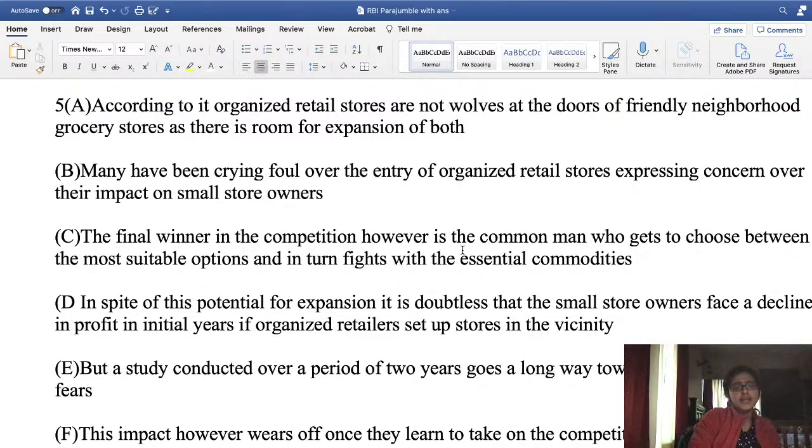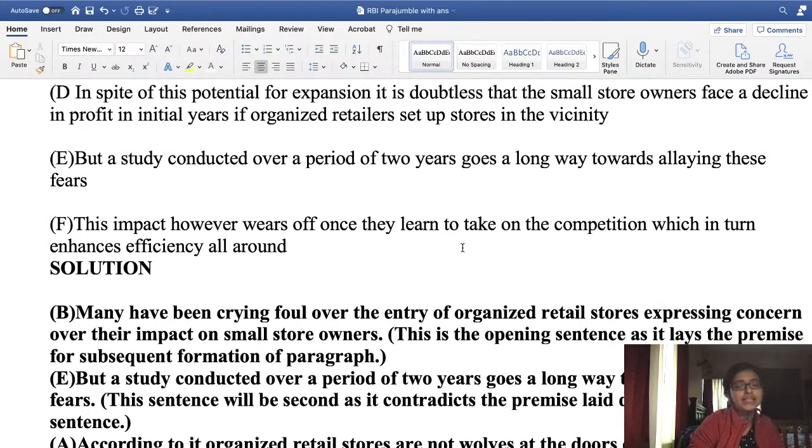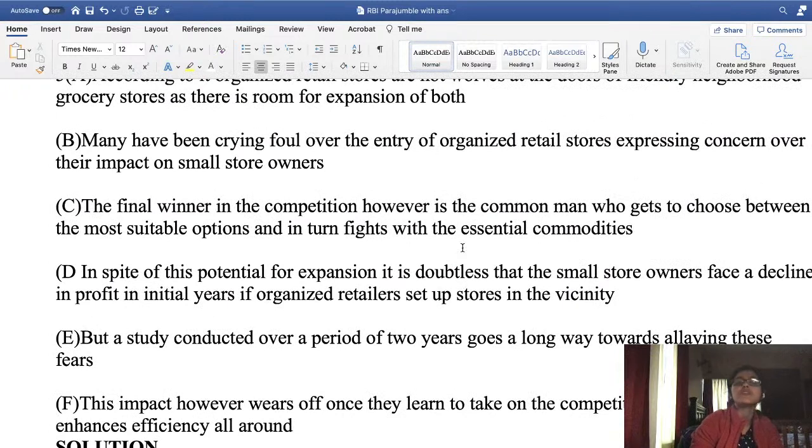Let's see. But a study conducted over a period of 2 years goes a long way towards allaying these fears. Allaying means reducing, right? So what has happened? Now, contrary to what you have been thinking, contrary to what people have been worried about, we have a new study, a latest study, right?